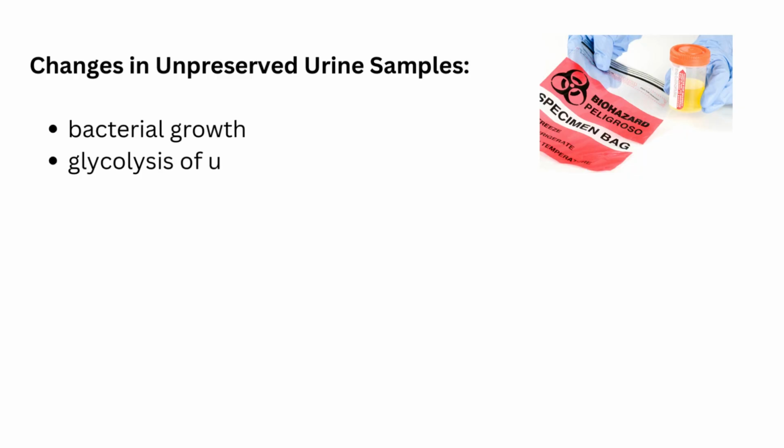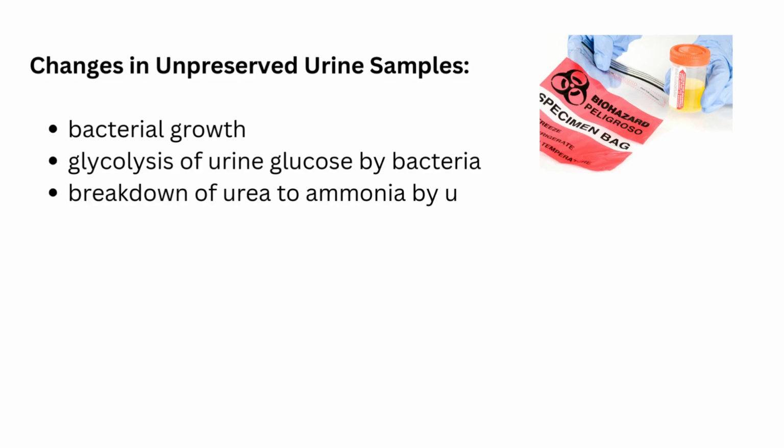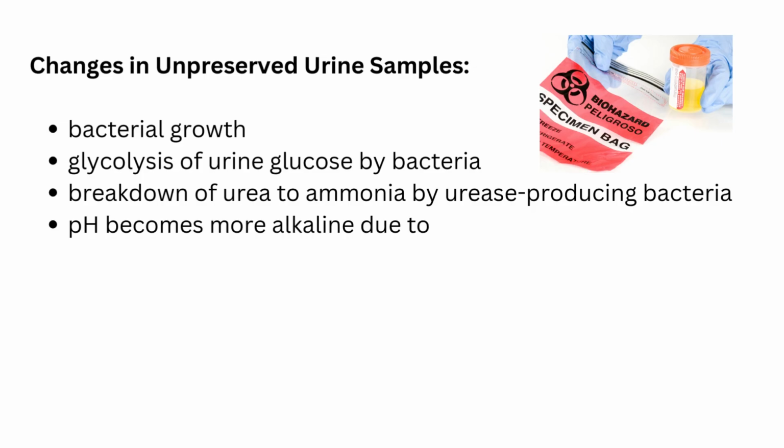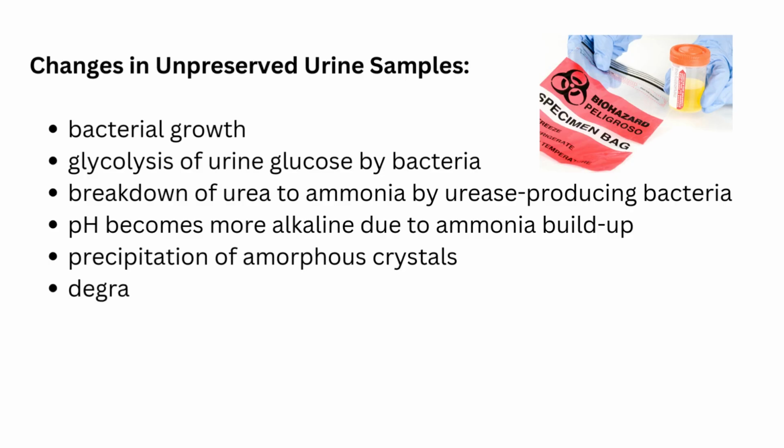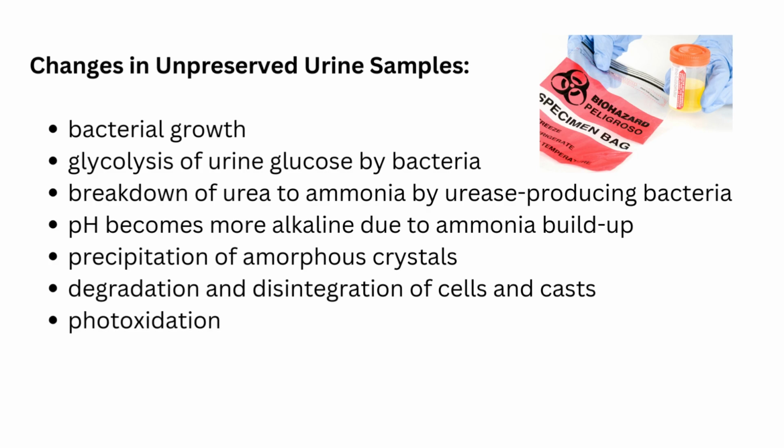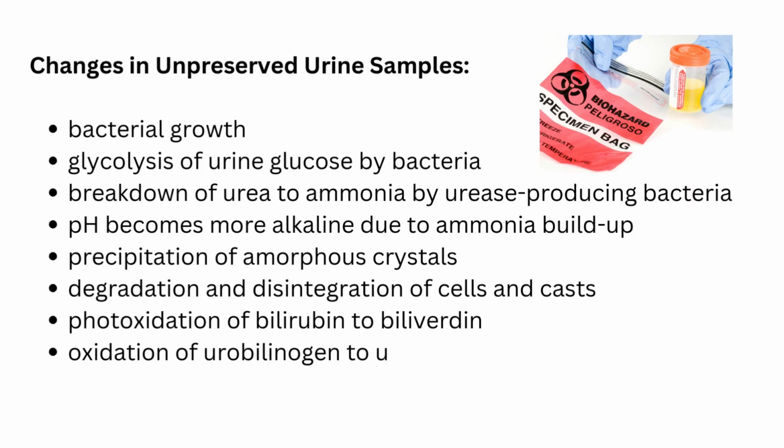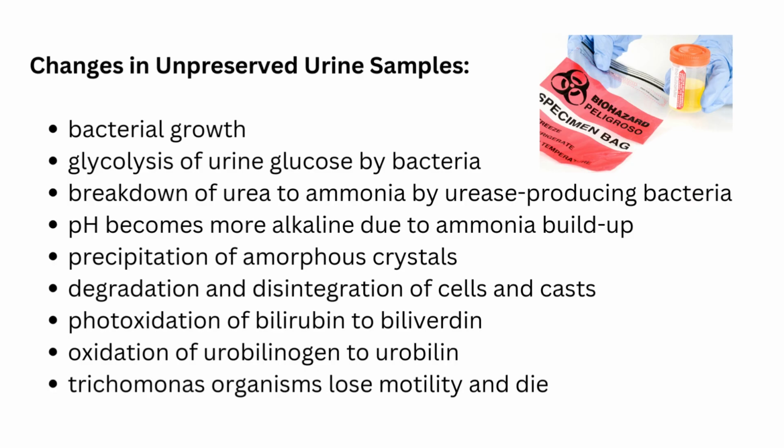What happens if we do not preserve urine samples or refrigerate them within 2 hours? We see bacterial growth, and that leads to cloudiness. Bacteria will consume available urine glucose. Some will produce ammonia with urease enzymes, making the pH more alkaline, causing more cloudiness from amorphous phosphate crystal formation. In time, white blood cells and red blood cells deteriorate, and casts begin to disintegrate, making identification more difficult. And we'll see other changes listed.